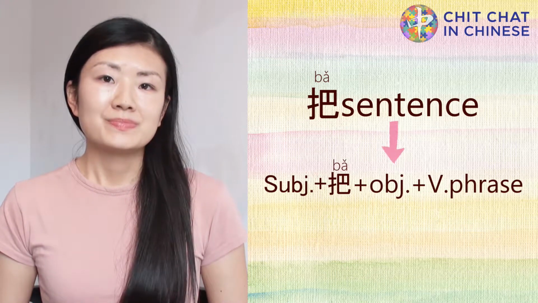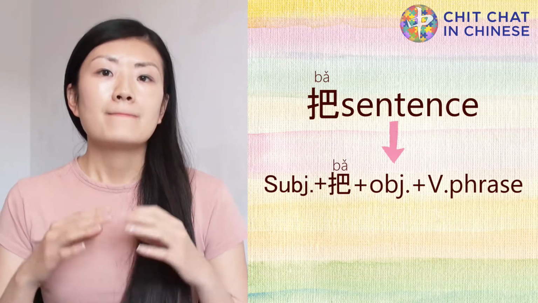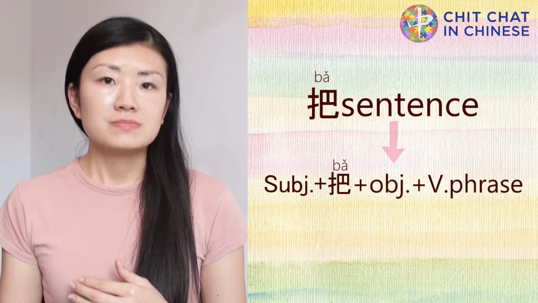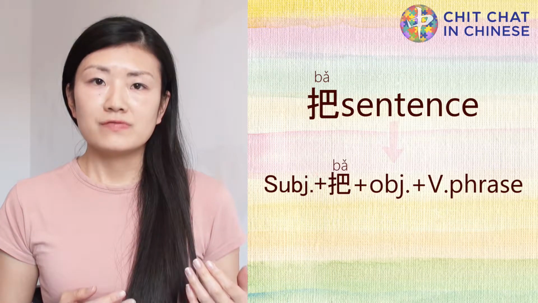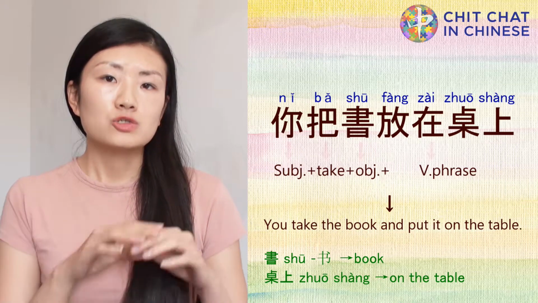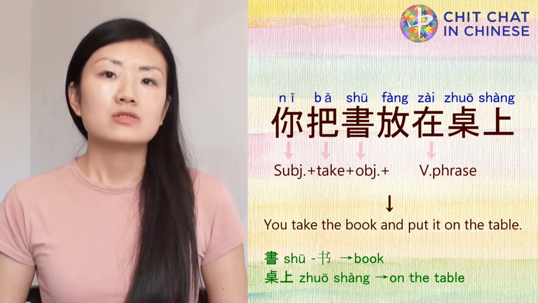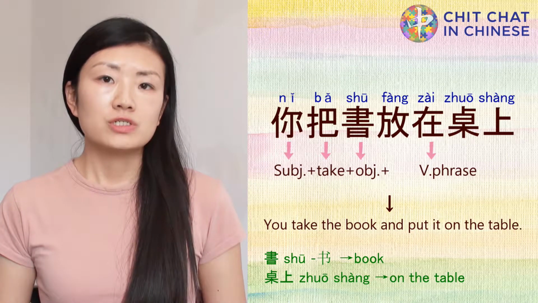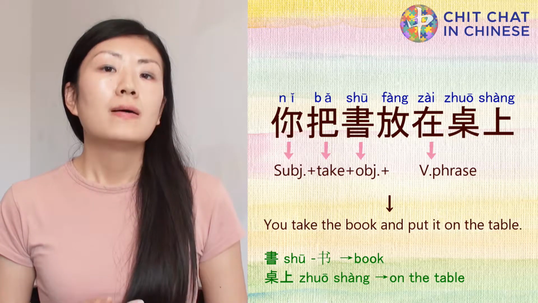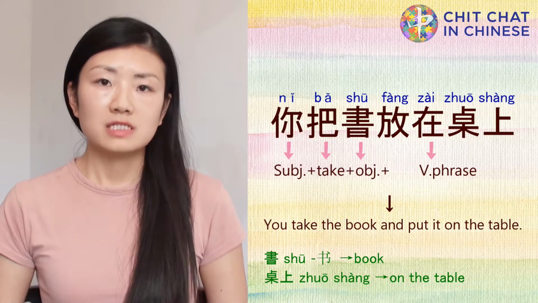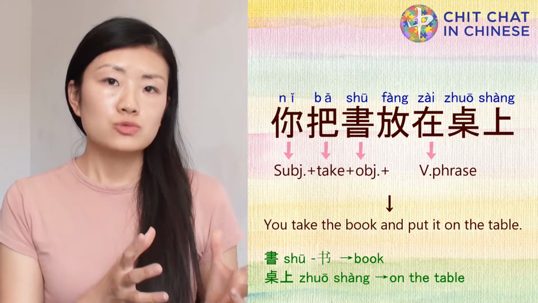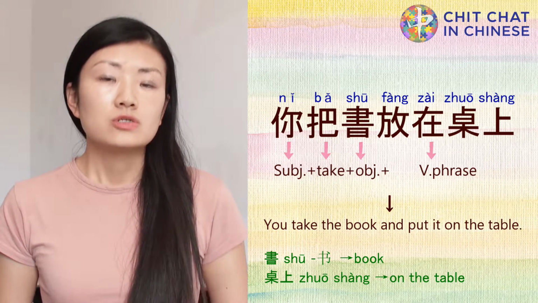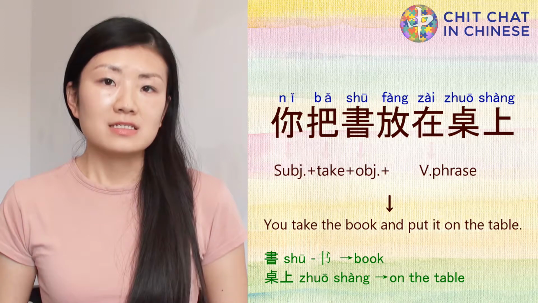Take a look. Subject plus 把 plus object and verb phrase. So let's put a person in front of the 把。你把书放在桌上。That means you put the book on the table. It means you are telling the other person to do something that you just asked.